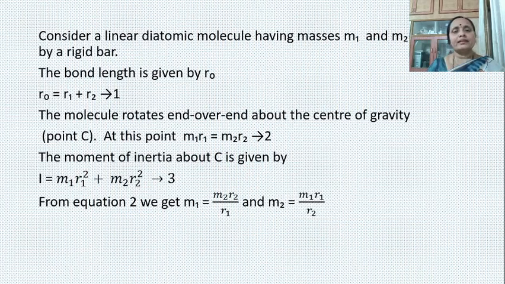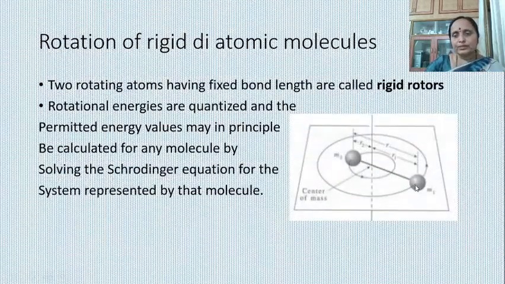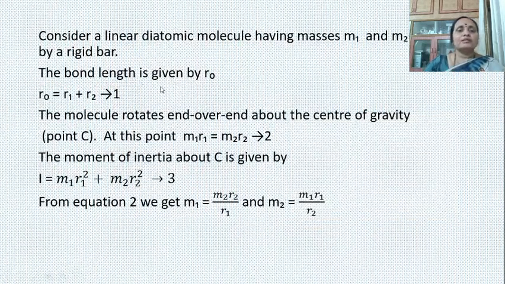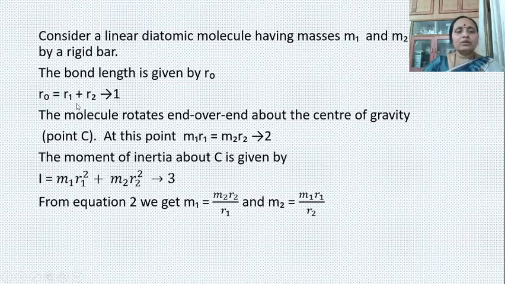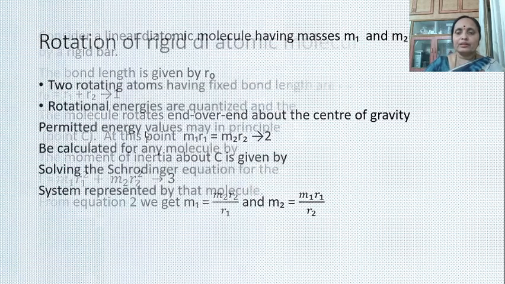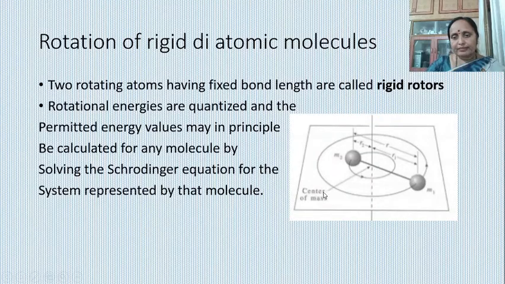Now, let us consider a diatomic molecule having masses m1 and m2, which are joined by a rigid bar whose bond length is fixed. So the bond length is given as R0 = R1 + R2, and I am going to express this as equation 1. The molecule rotates end over end about the center of gravity, where it is going to balance.